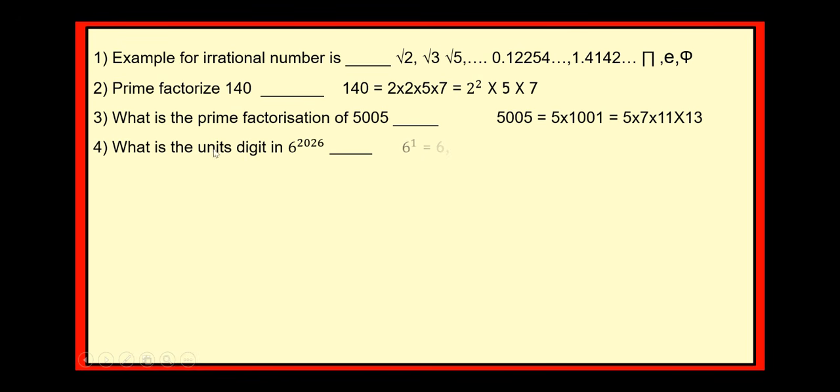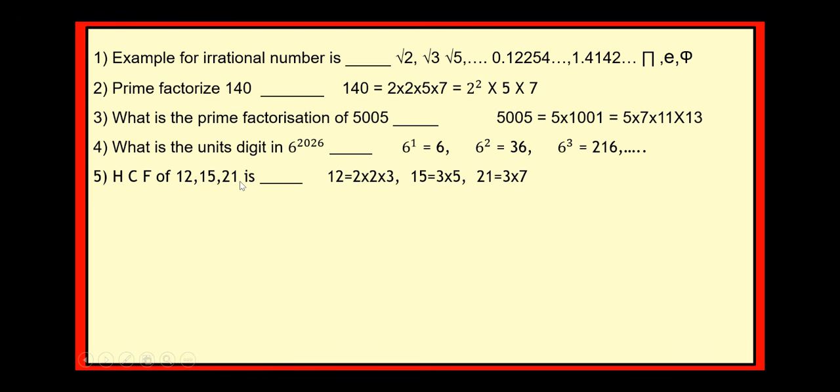Next bit. What is the units digit in 6 power 2026? The 6 power 1 units digit is 6. 6 square units digit is 6. 6 power 3 units digit is also 6. Similarly, 6 power 2026 also ends with 6. Okay, the units digit of 6 power any natural number always ends with 6. Good. Now look at question number 5.